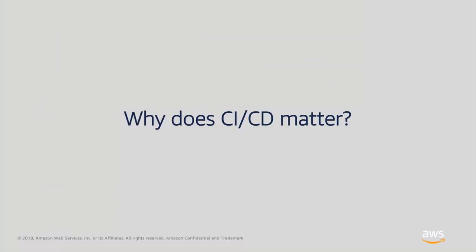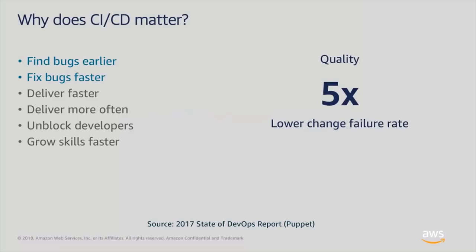So why does CI/CD matter? Well, every year, Puppet Labs does a DevOps report. It's kind of like a state of the union of DevOps. And what they found are a couple different focus areas that we'll cover here. Basically, they polled everybody, and they found that when these processes are implemented, it's easier for development teams to find bugs earlier in the process and fix them faster.